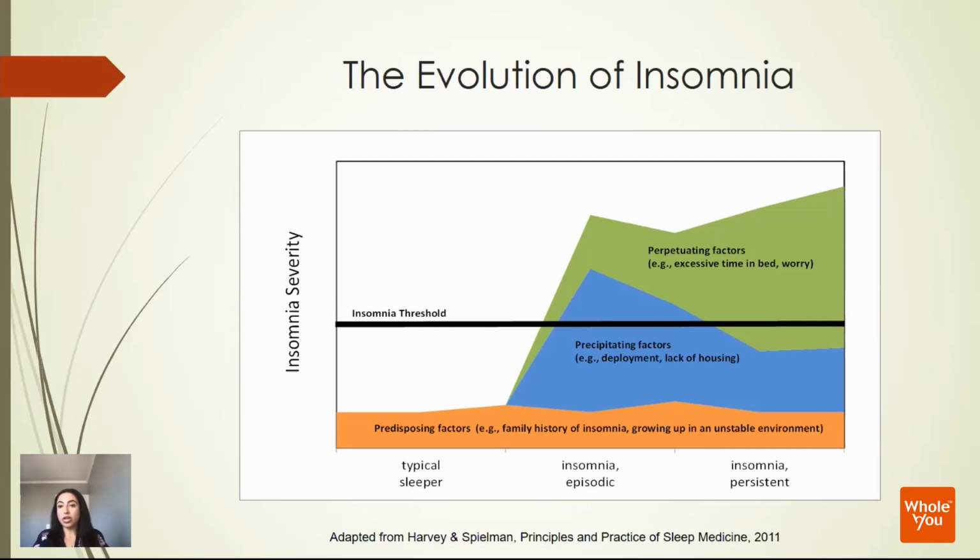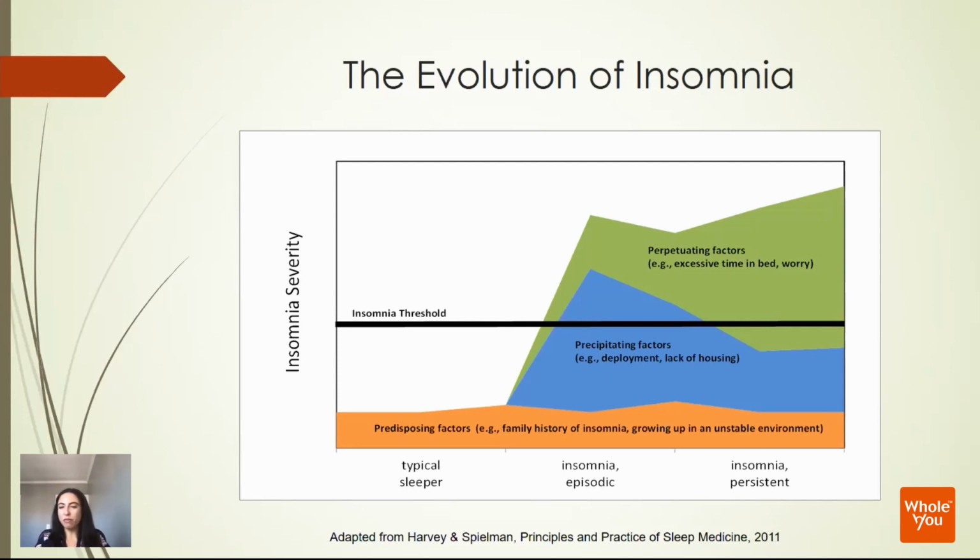Typically some sort of stressor in life. So it could be with the veterans, they were deployed and when they came back, they had sleep issues. Lack of housing, going through a difficult divorce. These are all things that can create enough stress and anxiety where sleep now starts to become problematic for the person.